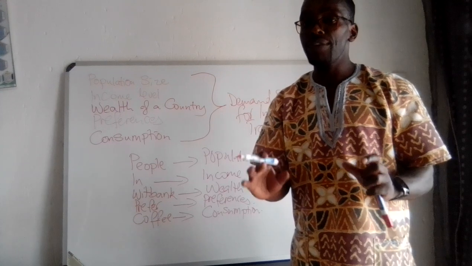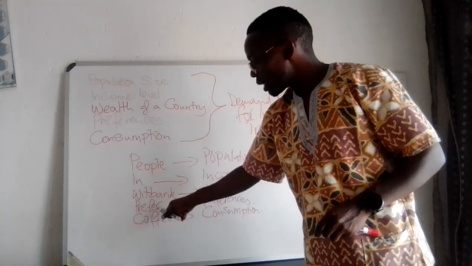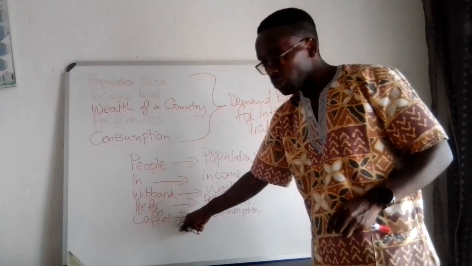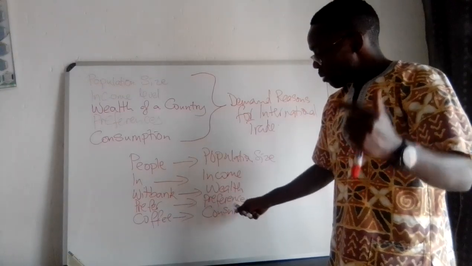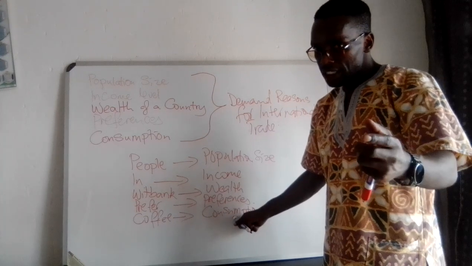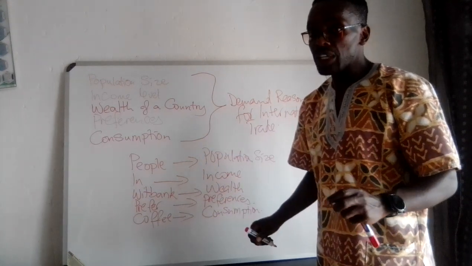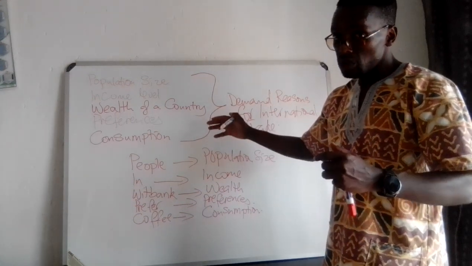Now, the easiest way to remember the five reasons for international trade is: people in wheat bank prefer coffee. And what that means is population size, income, wealth, preferences, and consumption. So these are the five key reasons for international trade. And for today, this is what we have looked at.